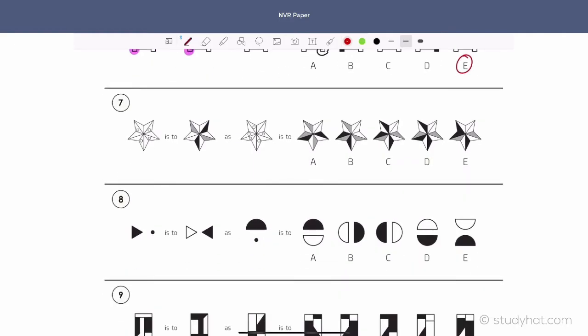Question 7. So again, same kind of approach. If we see that these portions that have circles in them have become black. So that means these portions with circles must become black. So we can get rid of some options. This is wrong because this isn't black. This is wrong because this isn't black. This could be right. This could be right. This is wrong because it isn't black. So we're left with 2 options.